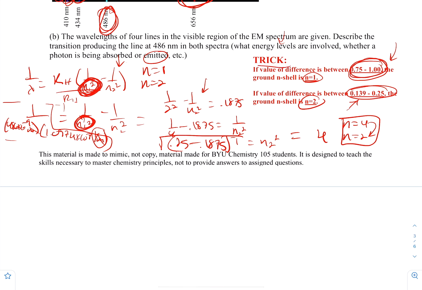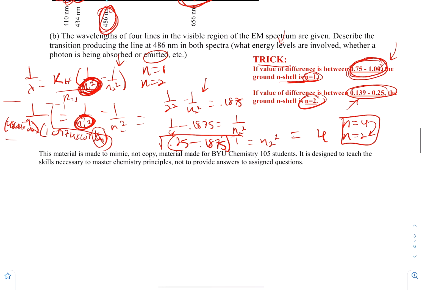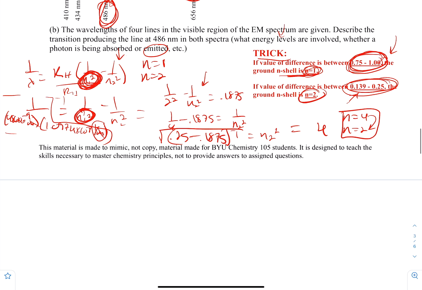Just using this trick. Most of the time, the ending n shell is only going to be n equals 1 or n equals 2. Honestly, I have never seen in my 7 semesters of TAing it end up being n equals 3. So really just use this trick. If it's between 0.75 and 1, just plug in n equals 1. Or if it's between 0.139 and 0.25, then put in n equals 2.